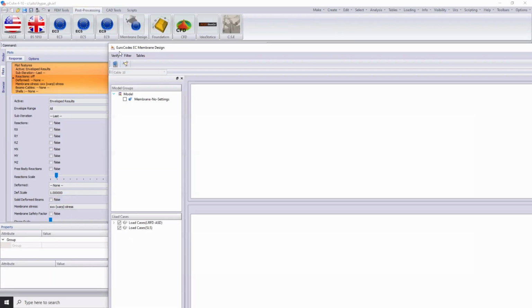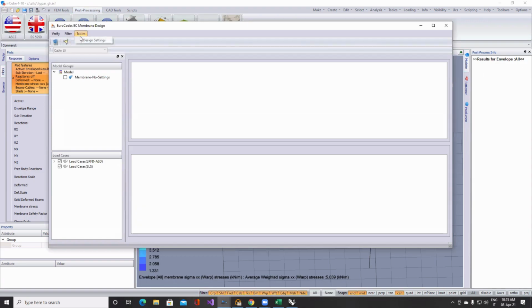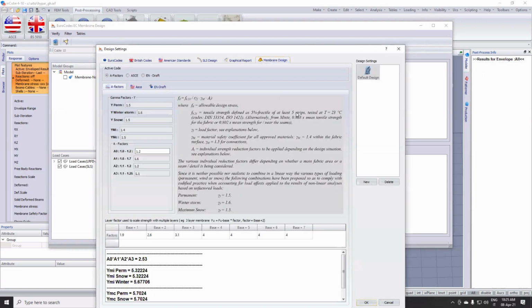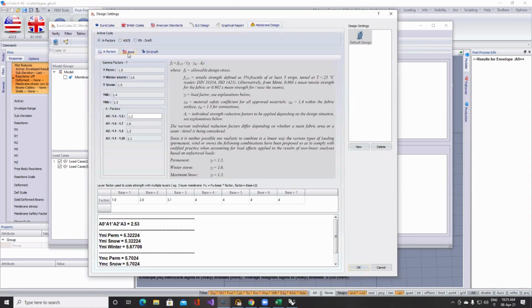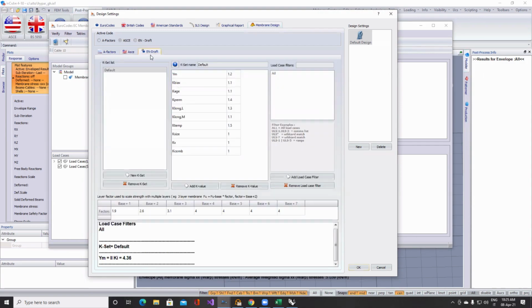The membrane design tool has been designed to check the membrane. We open the property panel. In the property panel, we have the membrane design option. In the membrane design option, we have 3 methods for checking the membrane. The A factors, this is an old method, the American Standard method, and then we have the Eurocode draft method. So this is the one that we want to use.